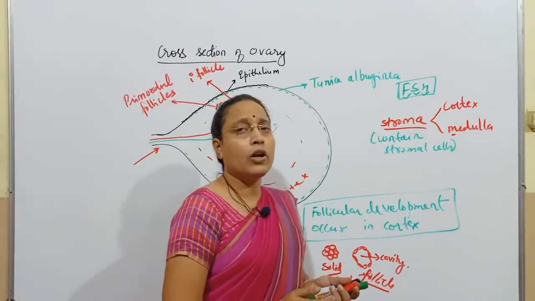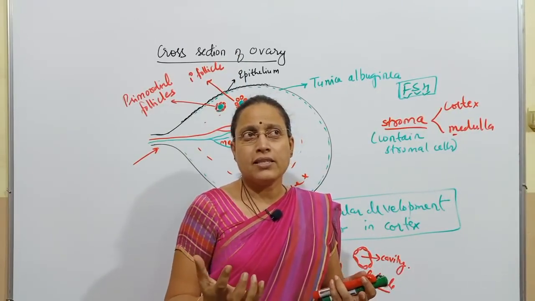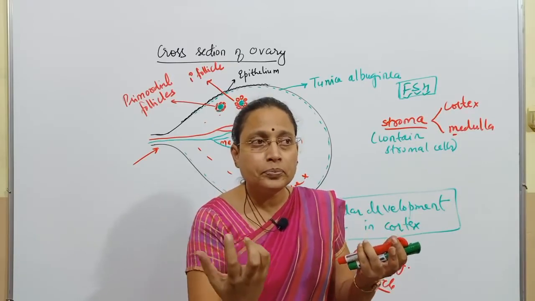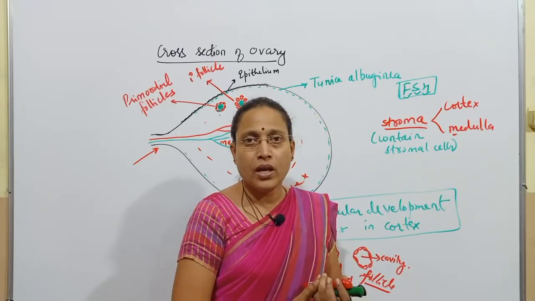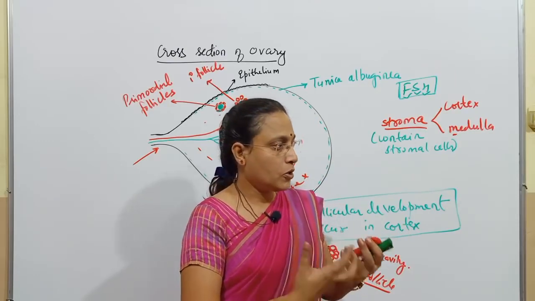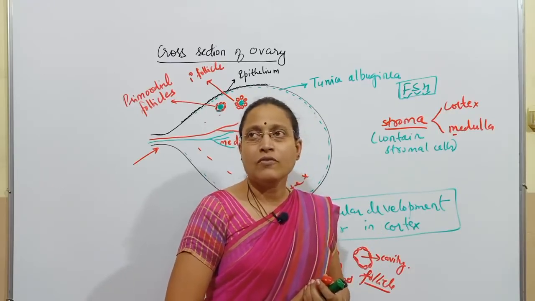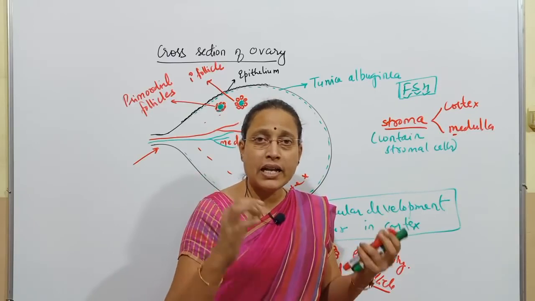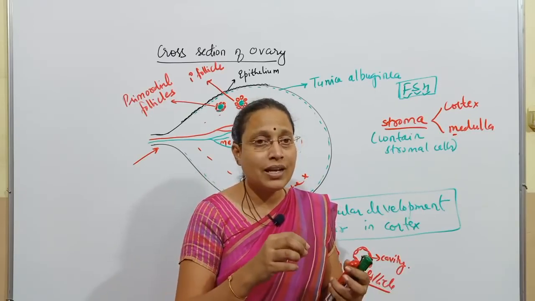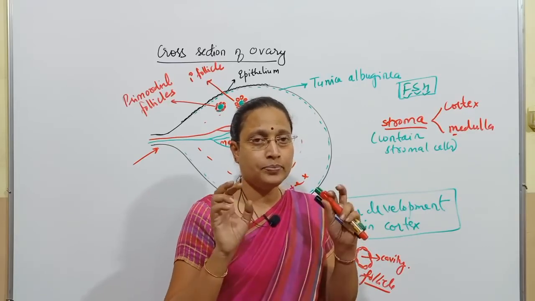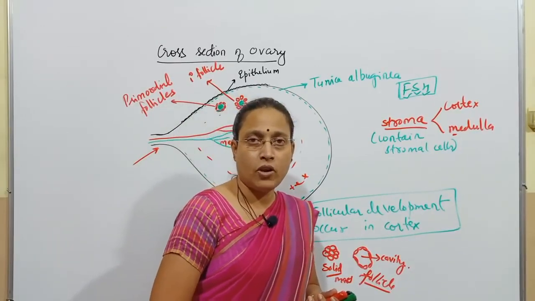Now what is ultimately the role of follicles? Follicular cells surround the oocyte, which in the future is going to become an ovum. Now these follicular cells will provide nourishment for the developing oocyte. It means that the oocyte develops in this container called a group of follicles.